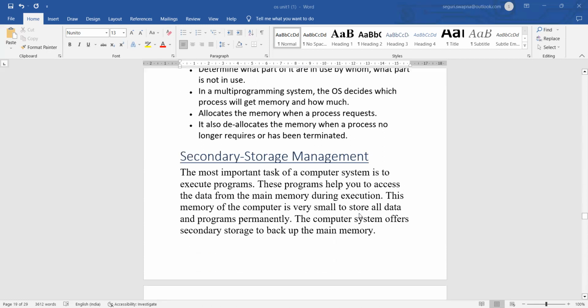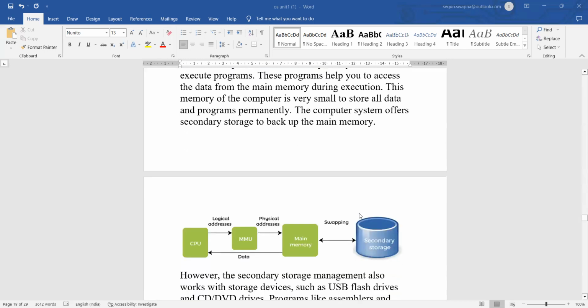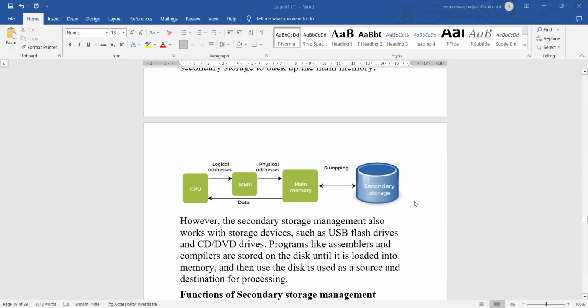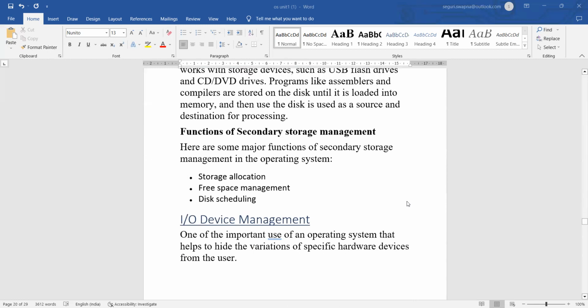Next is the secondary storage management. Not all data can be stored in the main memory after its execution. So in order to store the data, we use a component called secondary storage management, which is used to store the programs or the processes. The responsibility of this secondary storage management is storage allocation, freeing the space, and also disk scheduling. That is how the processes are executed one after the other. These are the responsibilities of the secondary storage management.